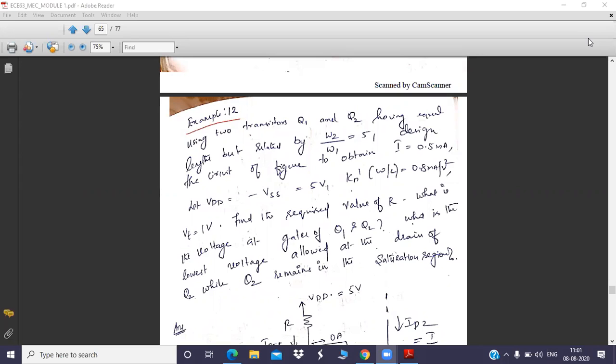Your Q point is going to be stable in the saturation region itself. It is not going to drift towards the triode region. So that is the advantage of using a constant current source as the biasing technique.